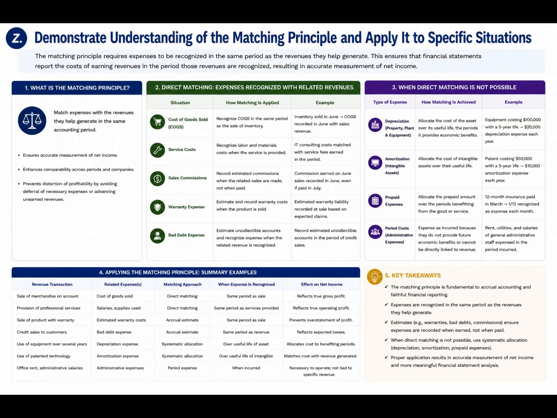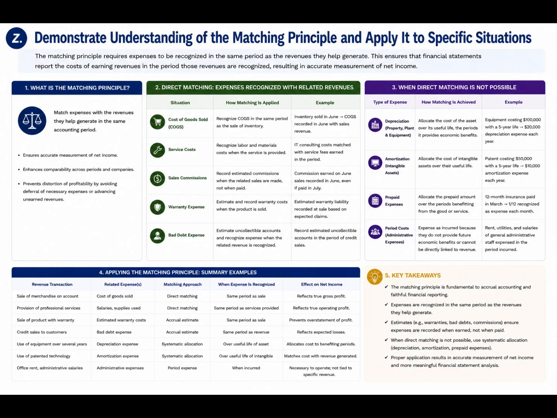Certain expenses are estimated to achieve proper matching. Warranty costs, bad debts, and sales commissions may be recognized in the same period as revenue, even if cash payment occurs later. Accrual accounting requires recognition of these obligations when revenue is earned, not when cash is paid.